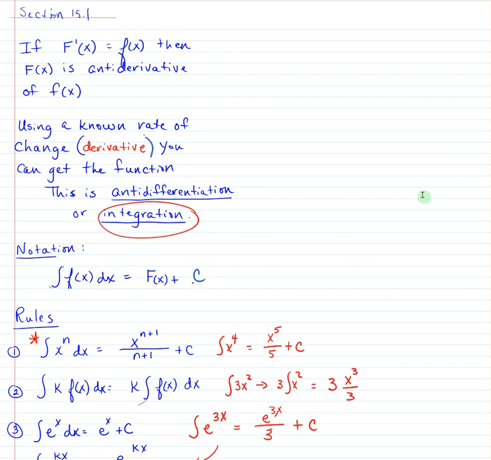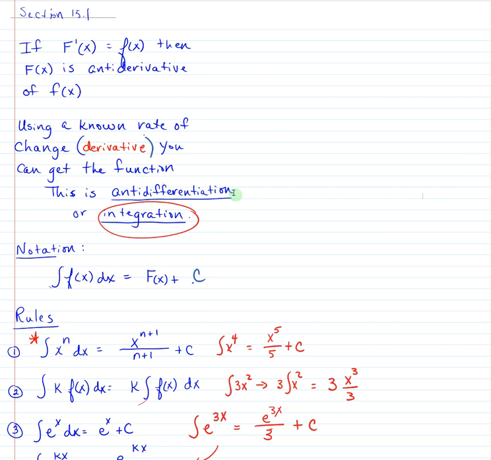This is section 15.1, and we are going to learn about integration. It's like we're going to learn to go backwards. So if you have a known rate of change, so you're given the derivative, you can get the function. That's anti-differentiation. It's the opposite of differentiating. It's the opposite of finding the derivative.